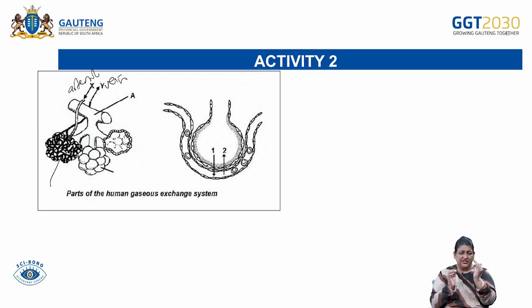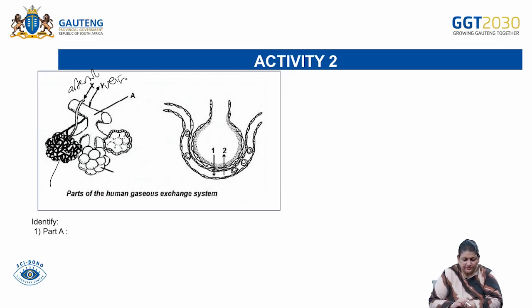So between an artery bringing blood in and a vein leaving the surface, between them is a network called a capillary network. What is this showing you? My alveolus. What is this showing you? My blood capillary. What are these? My red blood cells.